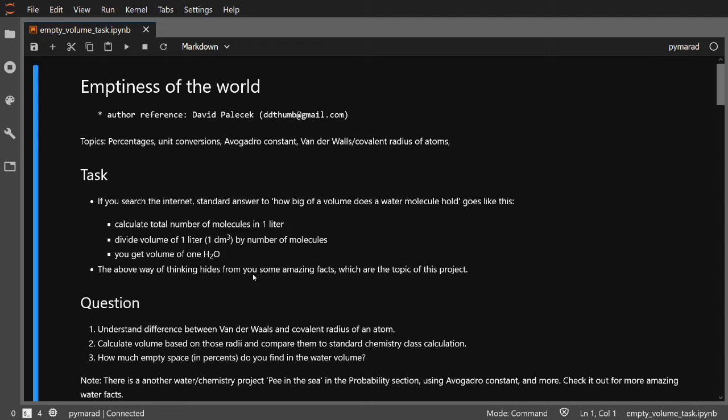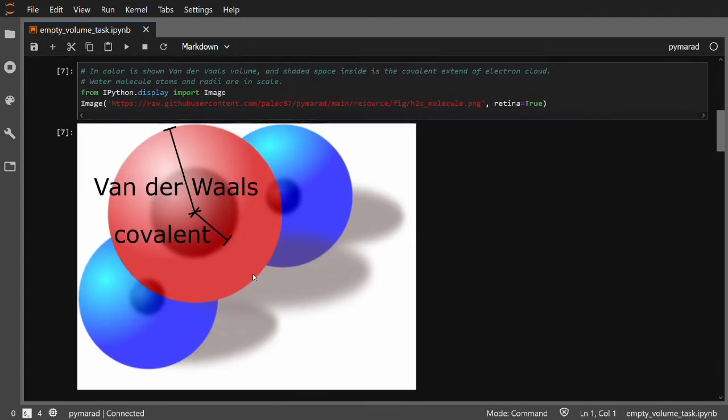But first we need to learn and understand the difference between van der Waals and covalent radius of an atom. For that, I drew a little sketch here of a water molecule. The small covalent radius measures the extent of the nucleus and electron cloud in space.